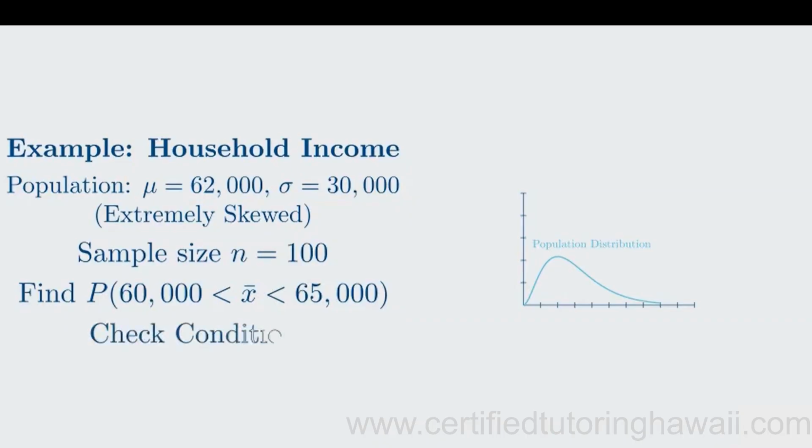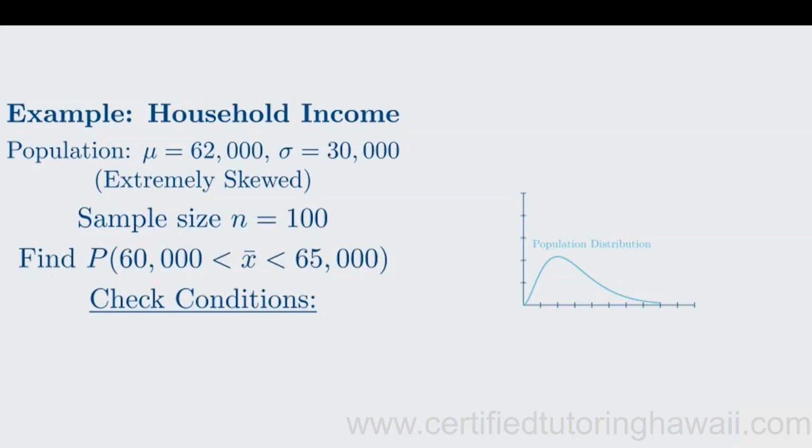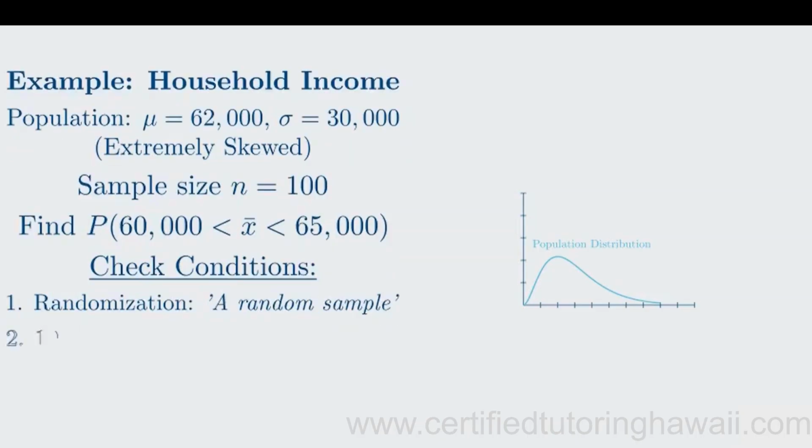First, let's check the conditions. The problem states the sample is random, so the randomization condition is met. This allows us to assume the sample is representative. Next, the 10% condition. Is 100 less than 10% of all households in the city?